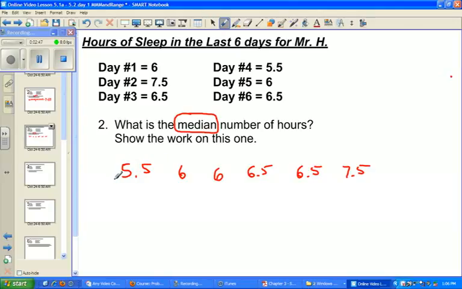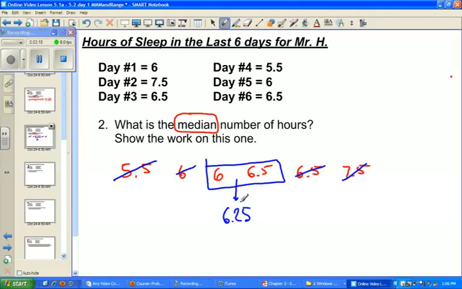To find it though, a lot of people will cross off the first number and the last number, and keep doing this till they get to the middle. Notice if I cross the next 2 off, there's nothing left, so I don't want to do that. I need to take a look at these 2 middle numbers and look right down the middle of those 2. Halfway between 6 and 6.5 is 6.25. If you didn't know that 6.25 was in the middle, you could always average 6 and 6.5, and you would get the middle number.